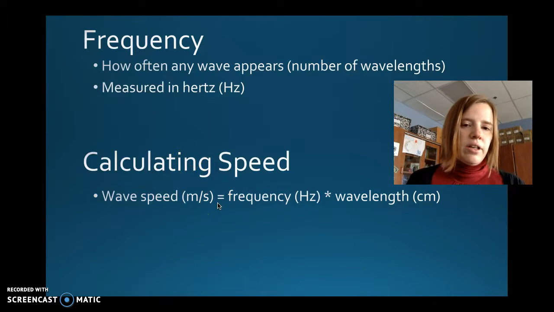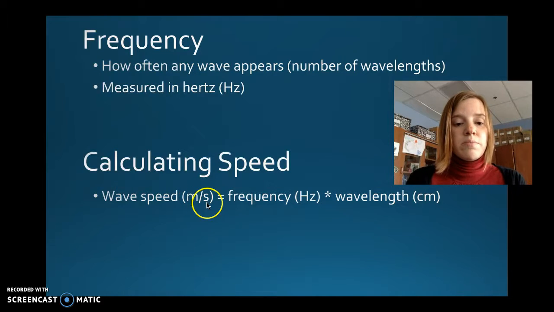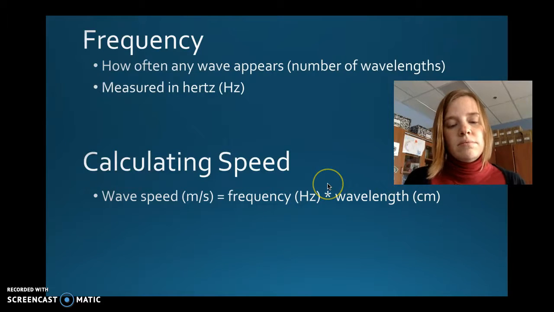And we're going to do some calculating of speed of waves today too. So I want you to write down this formula. The wave speed, and the unit would be meters over second, is the frequency, so it's how many waves appear, times the wavelength in centimeters.